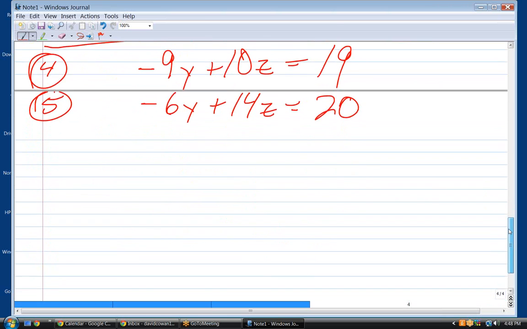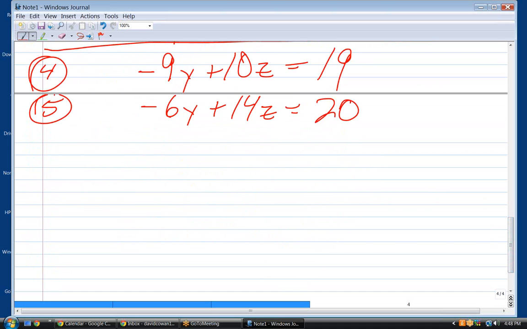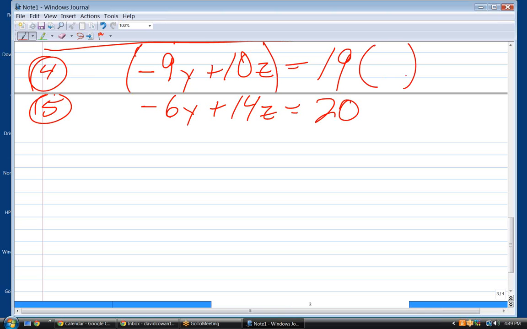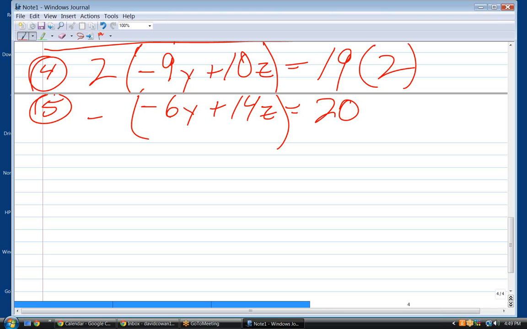Now, let's go through solving these 2, equation 4 and 5. Notice that I cannot either add them or subtract them and have a variable eliminated. But if I multiply the top by 2, and I multiply the bottom by minus 3, I'm going to end up with the same or the opposite coefficients on the y term, and then I'm going to be able to add them together and everything will be copacetic.